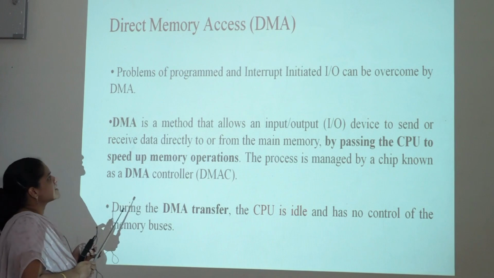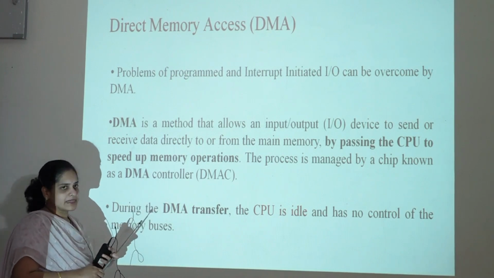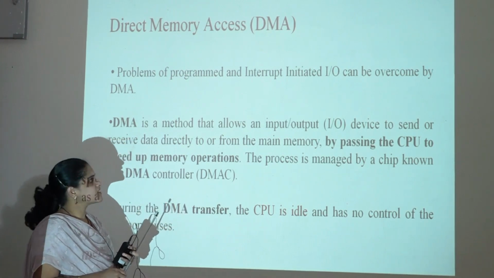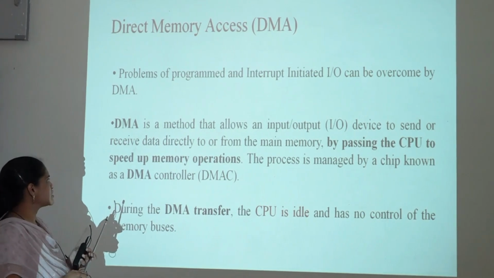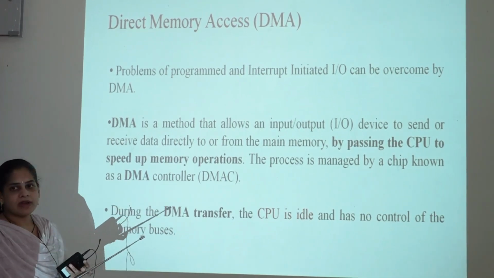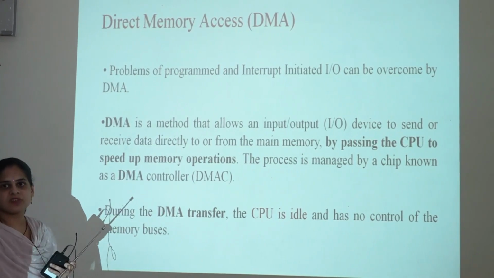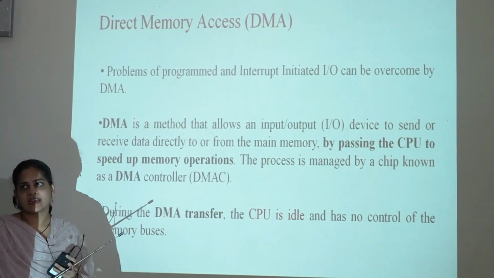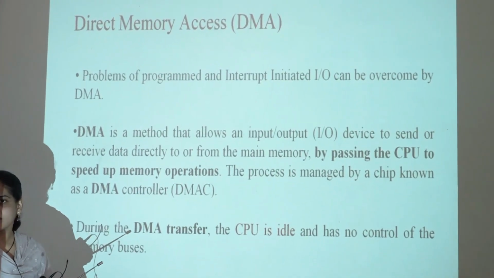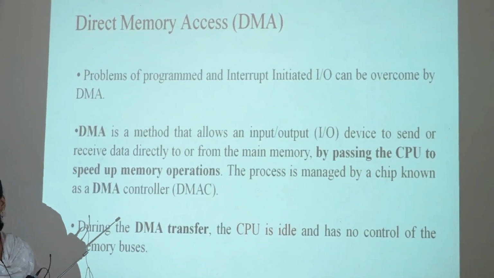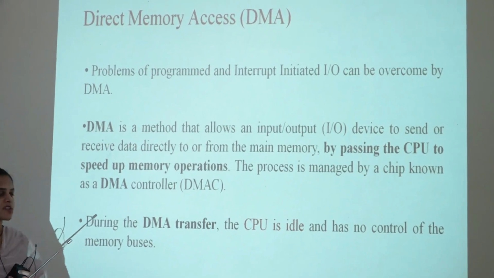DMA is a mechanism or method that allows input output devices to send or receive information or data from the main memory, bypassing the CPU to speed up memory operations, which means we perform the sending and receiving of information between the memory unit and input output devices of a computer without the intervention of the CPU.